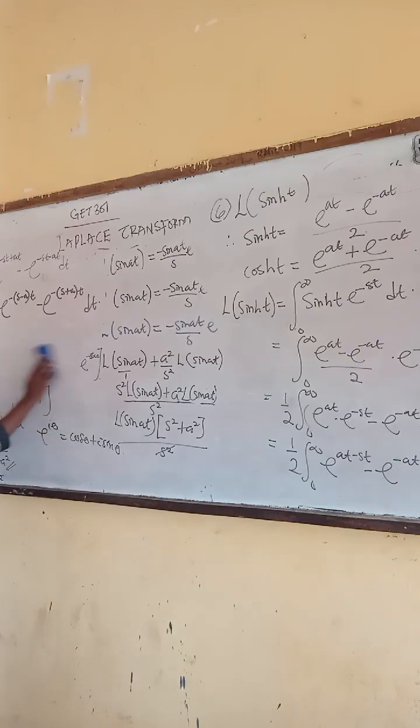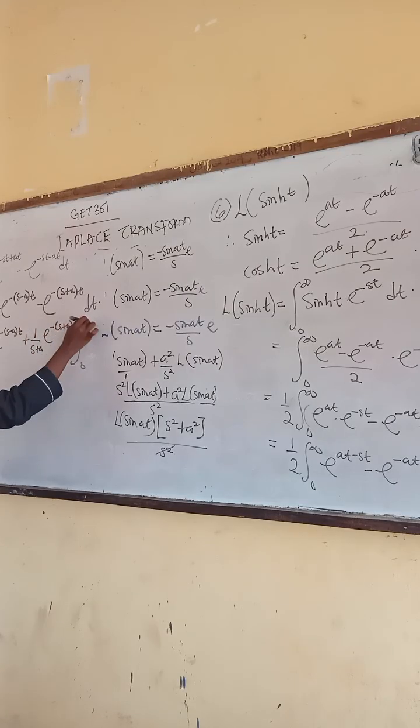Now from this place, I can write it as what now, the integration now? 1 over 2 integral of this one will be minus 1 over s minus a bar, right? Exponential what? Minus s minus a t. Then this one will be what? Minus will come to minus, right? This one will be what? Plus 1 over s plus a, right? Then exponential what? Minus s plus a t. 0 to infinity.